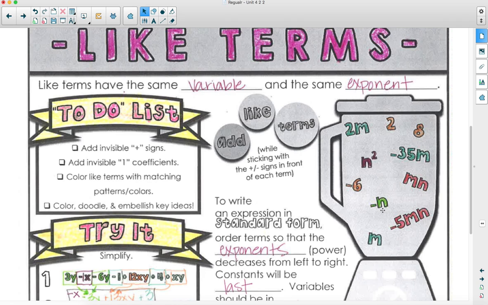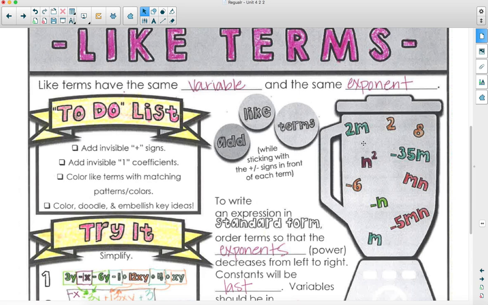Okay, and then I also want to talk about though, so you can see I have an n, but over here is an n as well. Still different because this has an m attached to it. So this is mn, which is different. So these two are being multiplied together. This is just an n by itself.